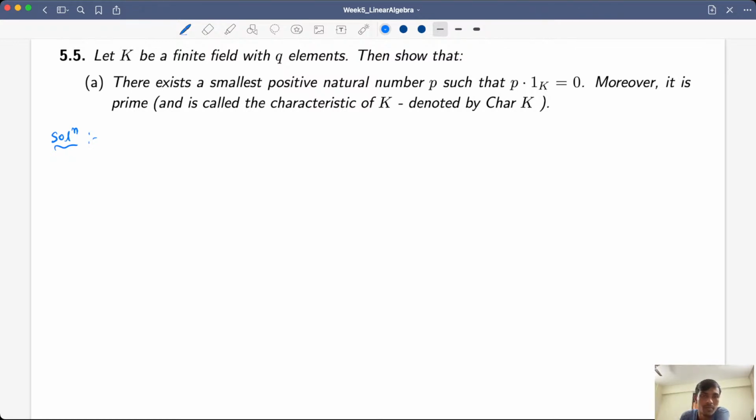Like here, K has Q elements, so you can consider this set, let's say m·1_K such that m belongs to Z. This is well defined because for m equal to 0 this is simply 0. For any positive integer, that is just adding 1_K that many times, and for negative ones I am adding minus 1 that many times.